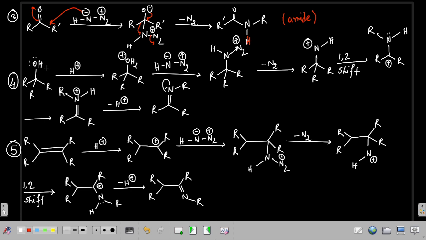In case of alcohol, this hydroxyl will abstract this proton from the system, so it leads to the formation of H2O plus this cation. Later, this minus will attack on this carbon, because this carbon is an electrophilic center, and it leads to the removal of this H2O, so it will form this intermediate.